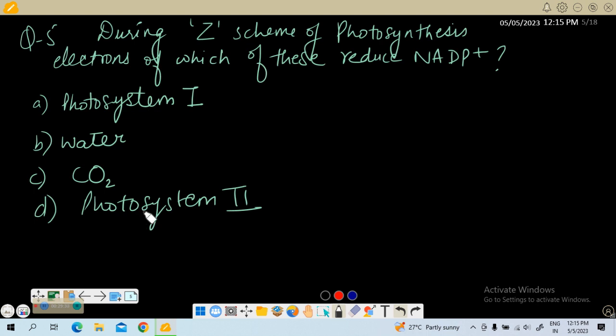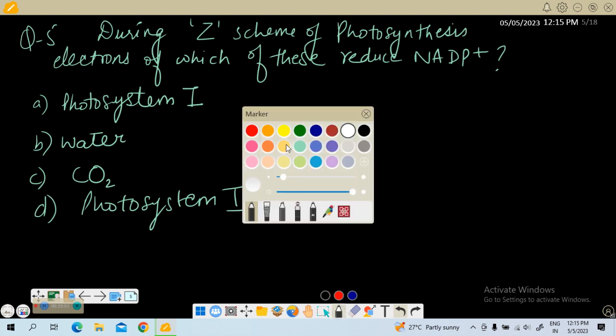Okay, coming to the next question. During the Z scheme of photosynthesis, electrons of which of these reduce NADP positive? Photosystem 1, water, CO2, photosystem 2. Okay, so here they are talking about the Z scheme.